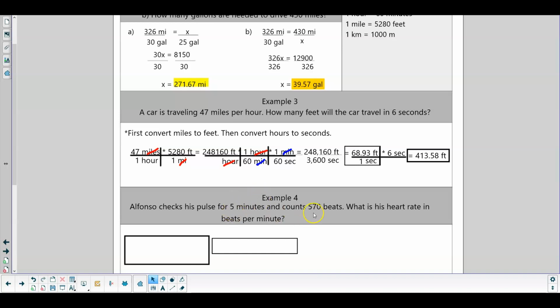They gave you 5 first, and they gave you the 570 as beats, but remember that they want beats per minute. So if the first label's beats, make sure you put that one on top and minutes on the bottom. Otherwise, you might make the mistake of doing 5 over 570. Okay, don't forget to reduce. And since it's divisible by 5, it does end up being 114 beats for every 1 minute. So we just say 114 beats per minute.